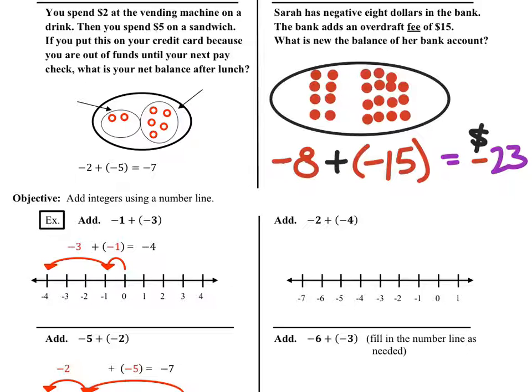By the way, I do like it because it's a good visual to see exactly what's happening between the positives and negatives. And we'll see that. We did see it in the last section, but we'll see it in this unit as well. Now there's the second method, right? The next objective, add integers using a number line.